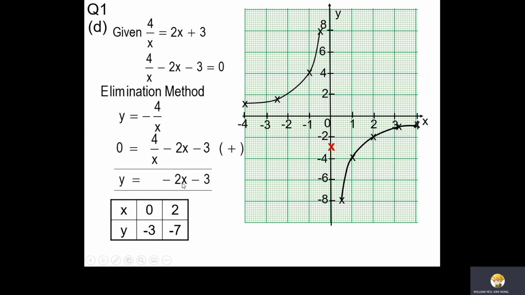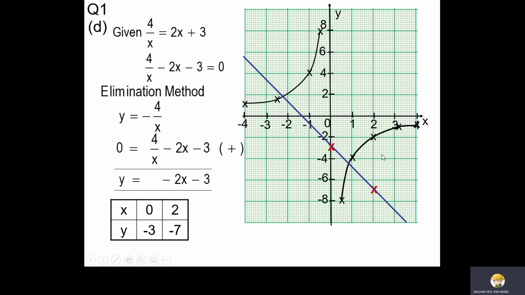If I substitute 2 here, negative 2 times 2 is negative 4. Minus 3, I get negative 7. So this point, 0, negative 3, is here. See the red cross? Then this point, 2, negative 7, is here. Then you connect these 2 points by using a ruler. Now you see, how many points does this straight line cut the graph? 2 points, one here, one here.